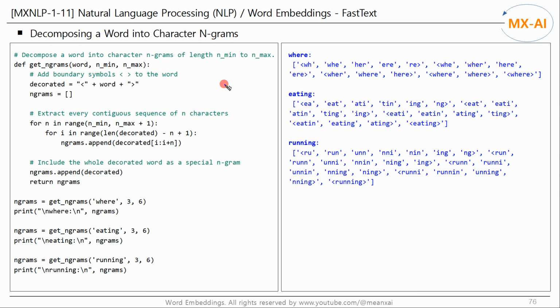Finally, let's write a simple Python function that decomposes a word into subwords. This function extracts character n-grams from the target word with lengths ranging from nmin to nmax. The code is very simple, so instead of explaining it line by line, let's just look at the results. If we decompose the word where, using lengths from 3 to 6, we obtain the following set of subwords. Likewise, decomposing the word eating produces the following results.